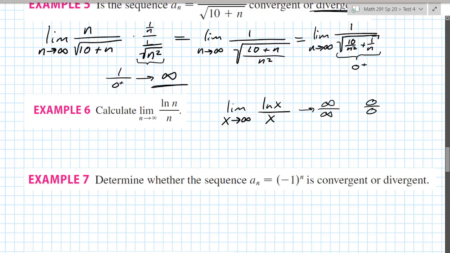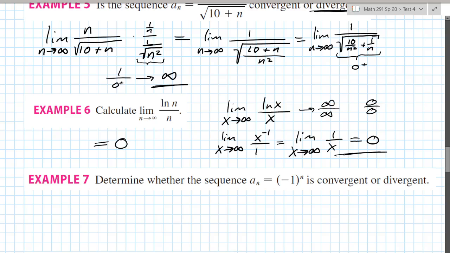So applying L'Hopital's rule gives us 1 over x, which is x to the negative 1, divided by 1. So if we have this, that means we have the limit as x approaches infinity of 1 over x, and this limit is, in fact, 0. So since this limit is 0, then this limit is also 0. And so it converges.